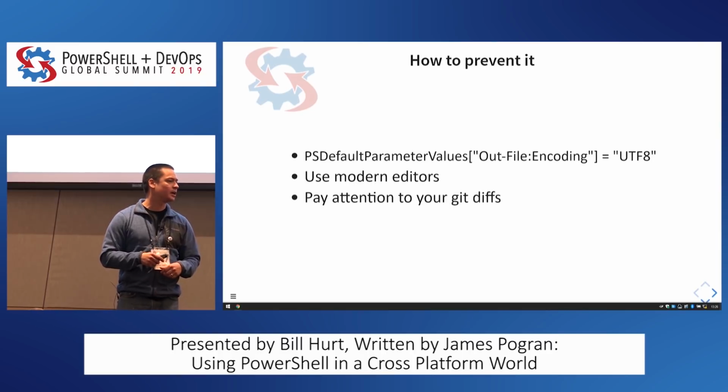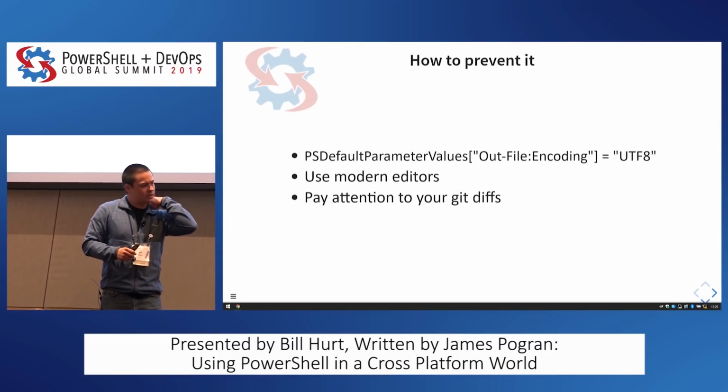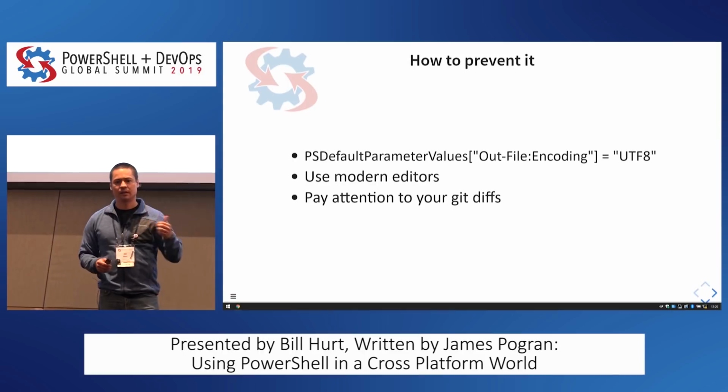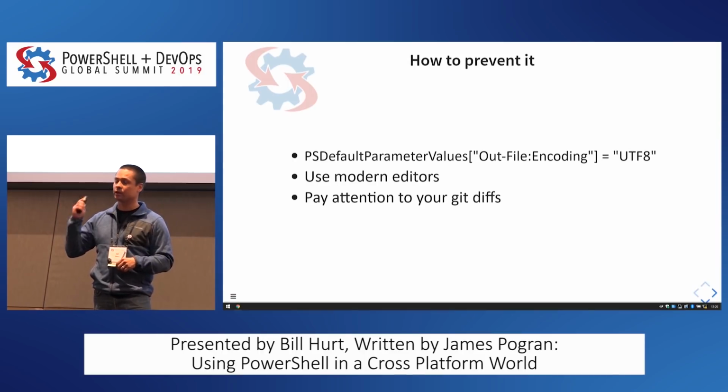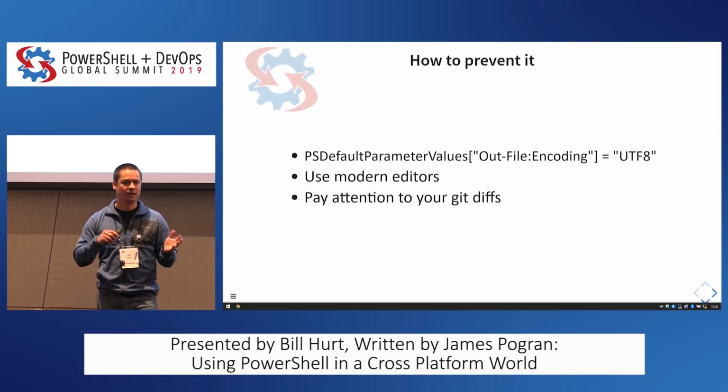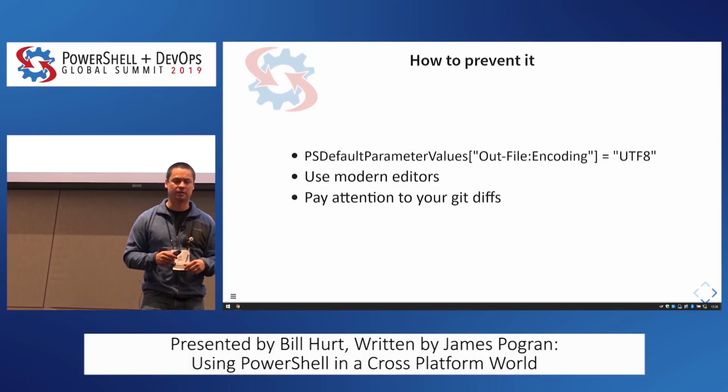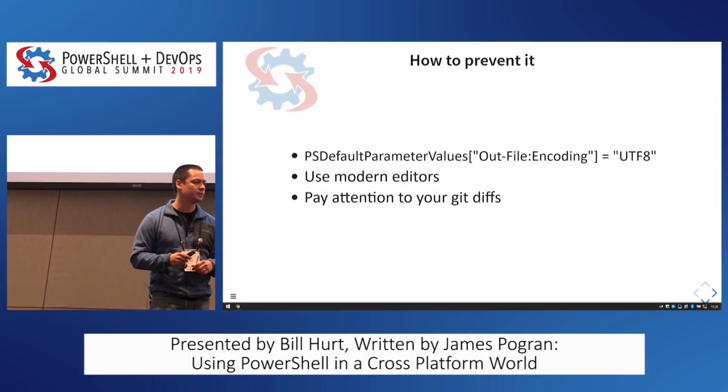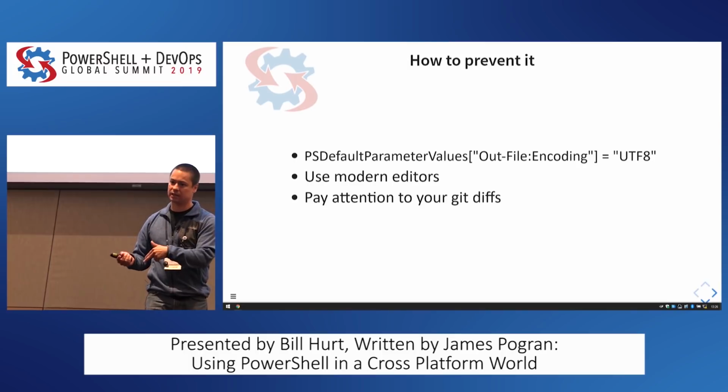You can prevent it with a number of different strategies. We won't spend too much time on them, but there's things that you can do, especially if you know you're going to be doing a lot of Out-File and Set-Content, that kind of thing. You can set defaults if you want to. Using modern editors is good if you're starting a new file. If you do File, New in modern versions of ISE and VS Code, you're going to get UTF-8. It won't help you so much if you have those long-lived scripts that are already UTF-16.